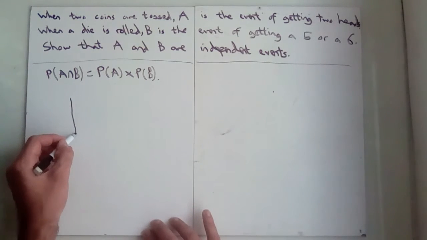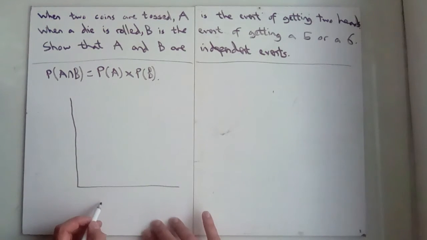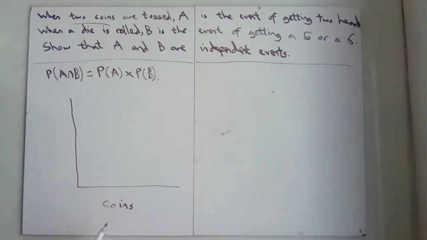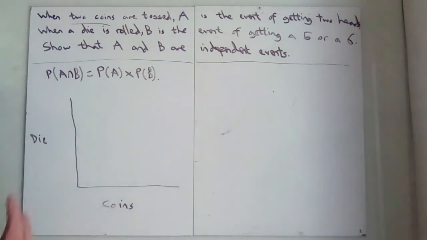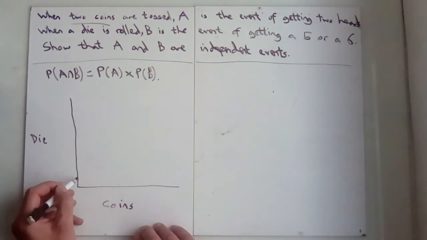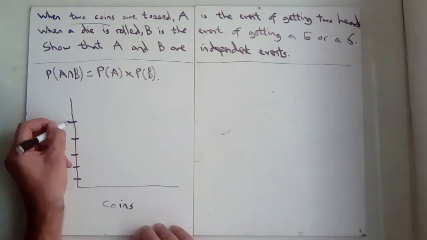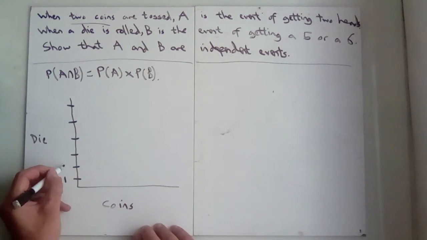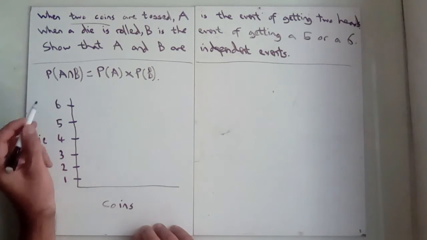So let's draw a 2D grid. This can be the coins. We're tossing 2 coins, so we can list all possible outcomes of the 2 coins on this, and then we've got the die on here. So then we need to list everything that can happen. Well, the die is easy enough. That could be 1, 2, 3, 4, 5 or 6. So 1, 2, 3, 4, 5 or 6.